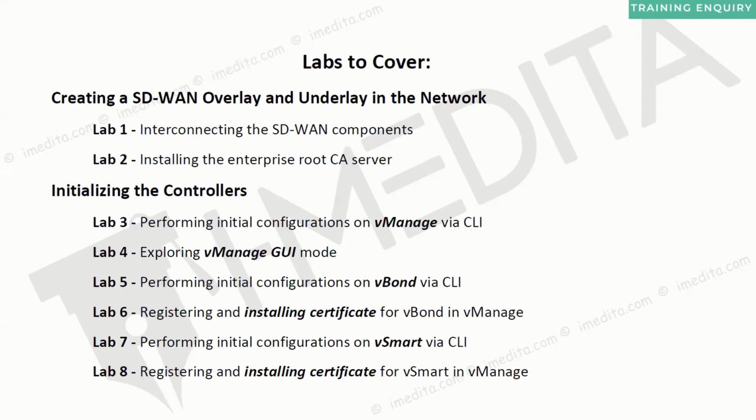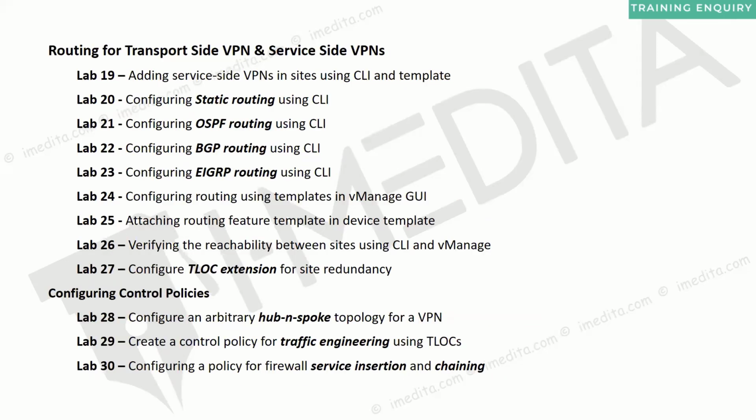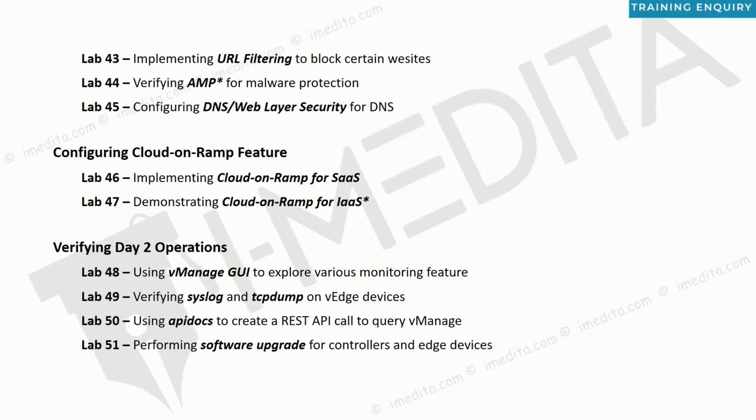So if you look at here, creating SD-WAN overlay, underlay, initializing the controllers, then WAN edges, then templates, and then routing for transport side as well as for service side, like for LAN side and WAN side. So here we call it LAN and WAN, right? And then we have got control policies, then we have got data policies, we have got security policies, cloud onramp features, and then day two operations. So in total, you have got like 51 labs. So almost we are going to perform 51 labs during our training, right?